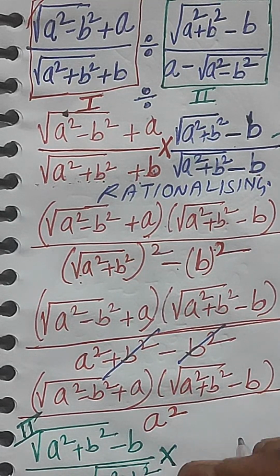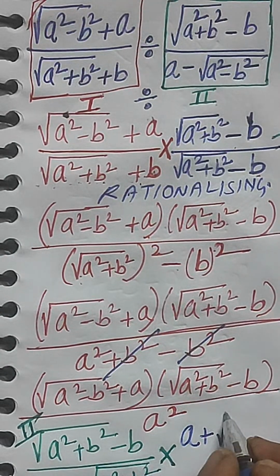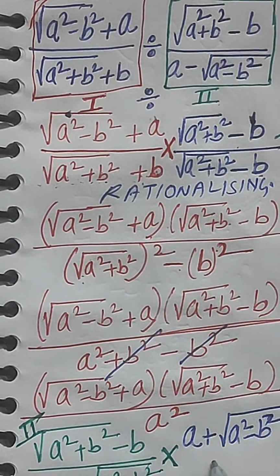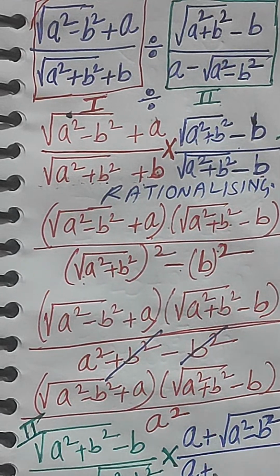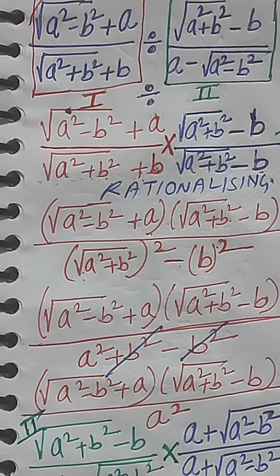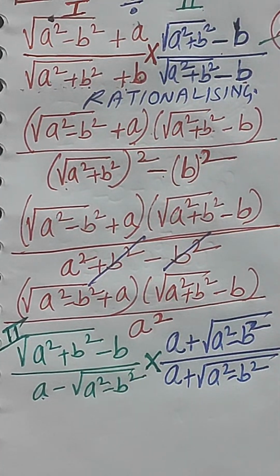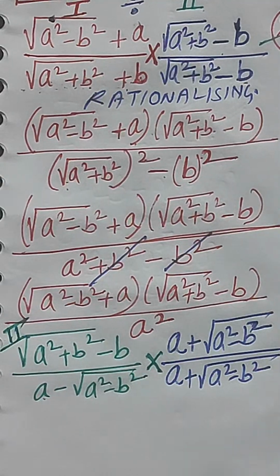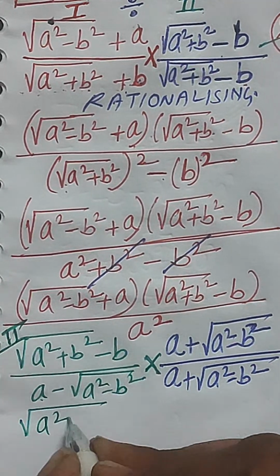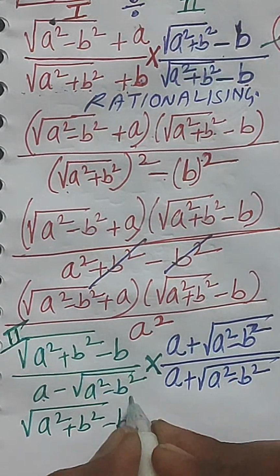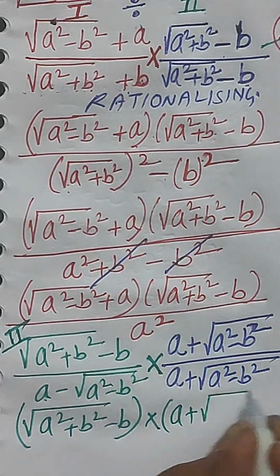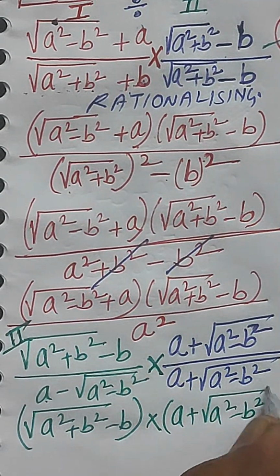The conjugate of the denominator will be a plus root over of a square minus b square, right, divided by a plus root over of a square minus b square, right? So this will give you the numerator as it is, as we did for the first one, that is root over of a square plus b square minus b multiplied with a plus root over of a square minus b square, right?